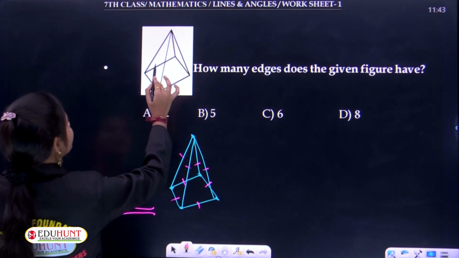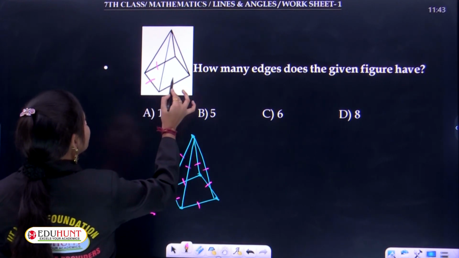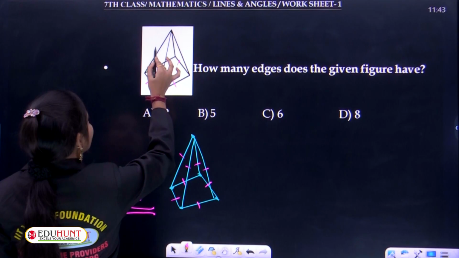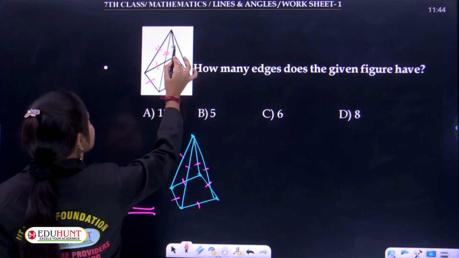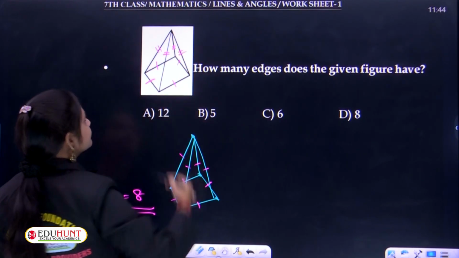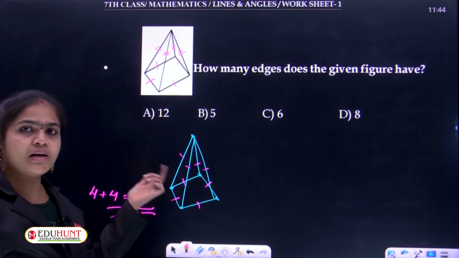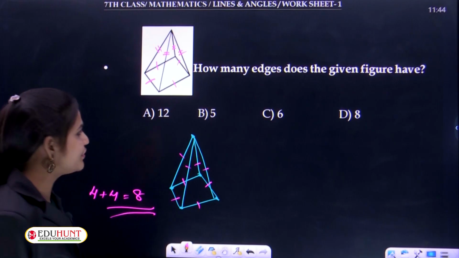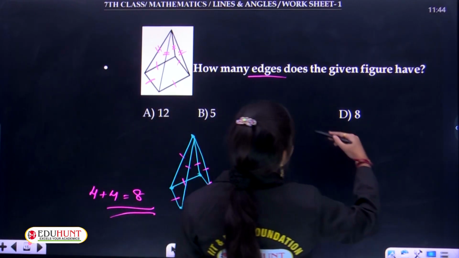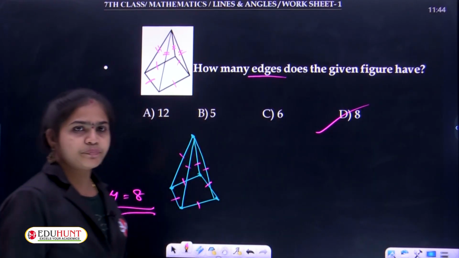Okay, just count it. 1, 2, 3, 4, 5, 6, 7, 8. How many line segments are there? 8 line segments. Line segments are nothing but the edges of the given figure. Then finally how many edges are there, ma? 8 edges are there. Okay.